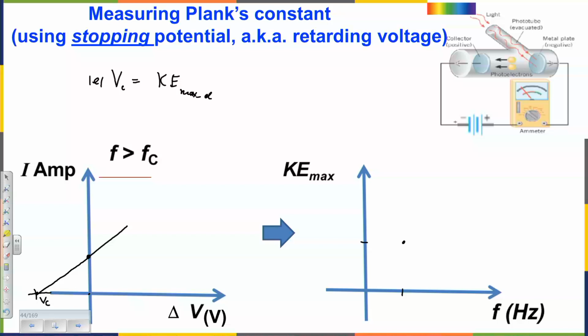What's next? Green, blue, ultraviolet. And then we can draw a line. Why should it be a straight line?